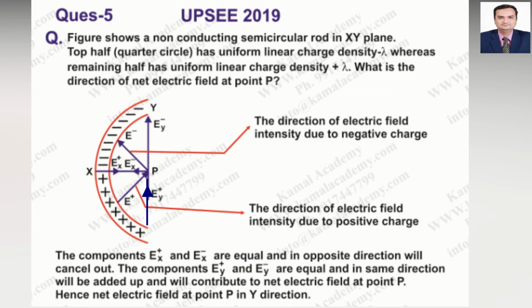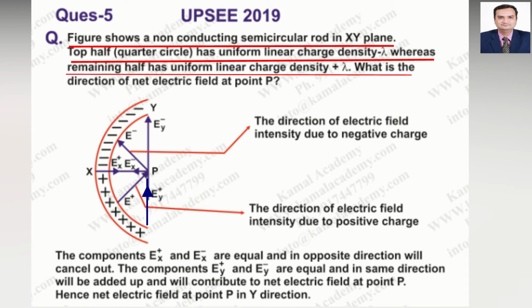An example on Gauss law. This is question number 5 asked in UPSEE examination 2019. Figure shows a non-conducting semicircular rod in XY plane. Top half quarter circle has uniform linear charge density minus lambda, whereas remaining half has uniform linear charge density plus lambda. What is the direction of the net electric field at point P?